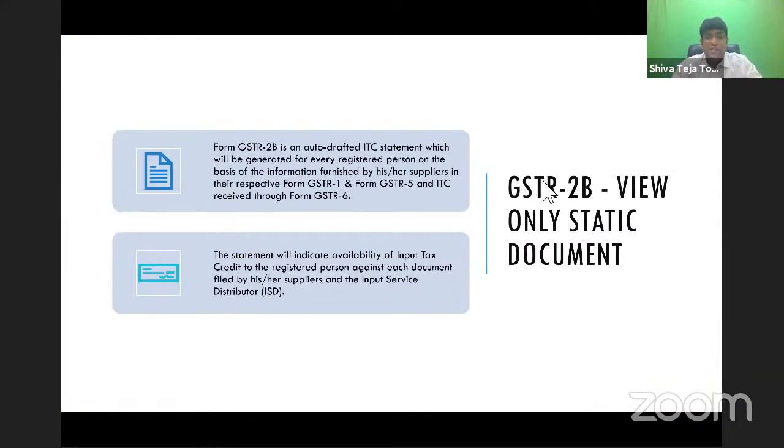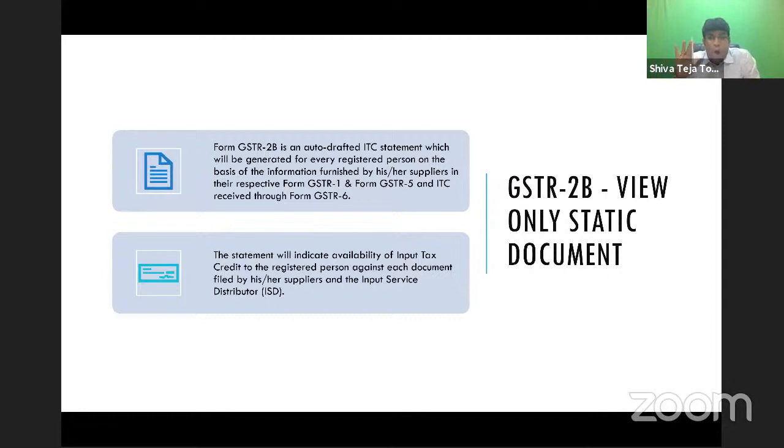2B. So whatever we discussed so far is all about 2A. Now it's time to talk about 2B, which is a view-only static document. If you observe, in 2A, I used the language dynamic document, but in 2B, it is not dynamic. It is a static document.